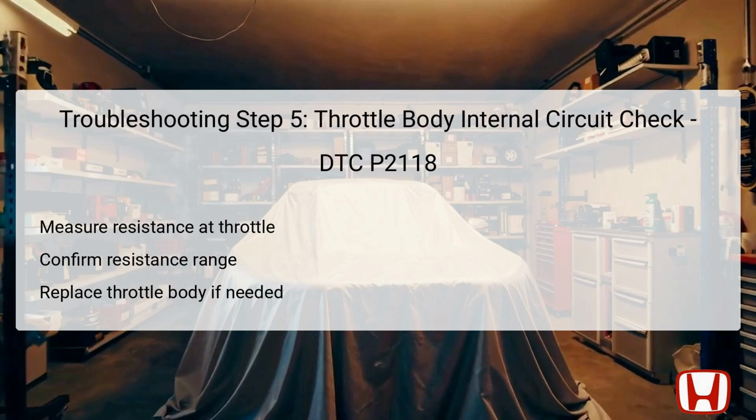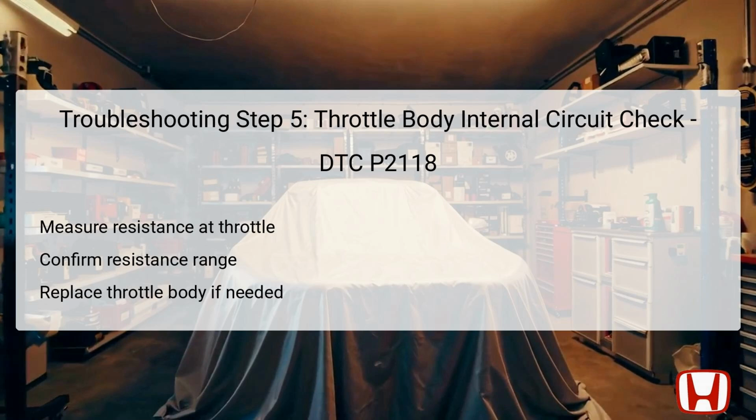In step 5, your focus moves to the throttle body's internal circuit. With the ignition set to lock and the connectors still disconnected, your next task is to measure the resistance between the 2 points on the throttle body side. For a properly functioning throttle body, the resistance should typically range between about 1.2 ohms and 1.0 kiloohms.